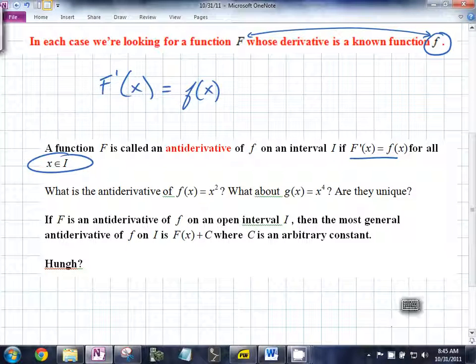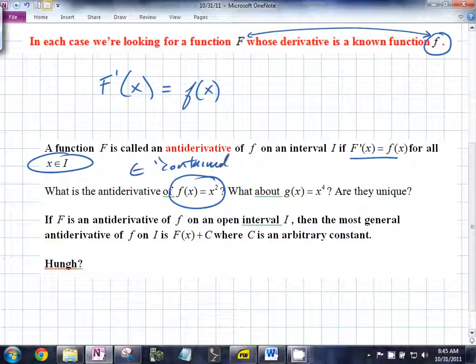What's the antiderivative of x squared? So the derivative of what is x squared? 1/3 x cubed. What's the antiderivative of g of x equals x to the 4th? 1/5 x to the 5th.